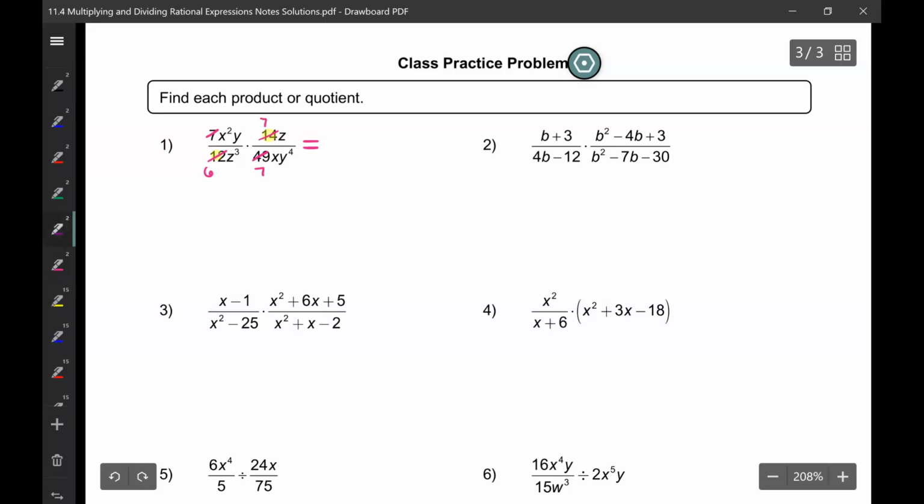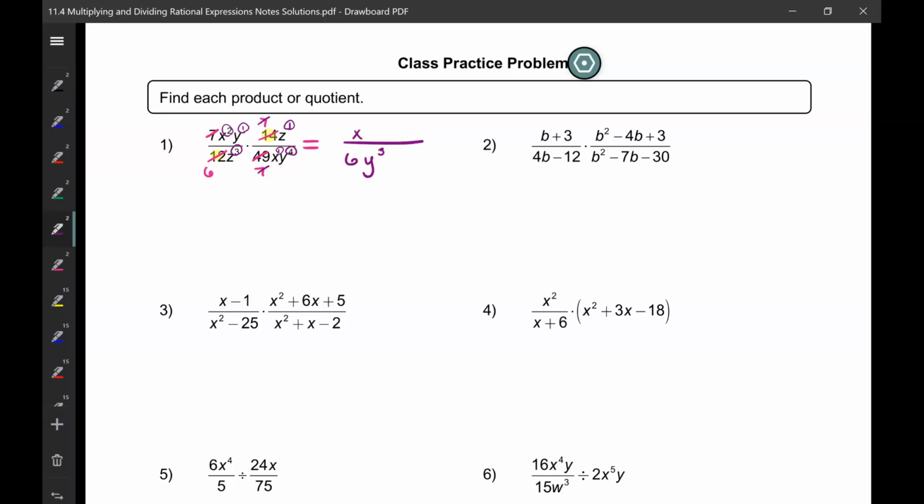Oh, and take a look. Actually, this reduces again. 7 and 7 will both cancel. So in terms of coefficients, I just have a 6 left in the denominator. Okay, I have an x squared and an x to the first, so I'll be left with an x to the first in the numerator. I have a y to the first and a y to the fourth, so 1 minus 4 is negative 3, or, whoops, y to the third in the denominator. And then I have z to the first and z to the third, so 1 minus 3 is negative 2, or z squared in the denominator.